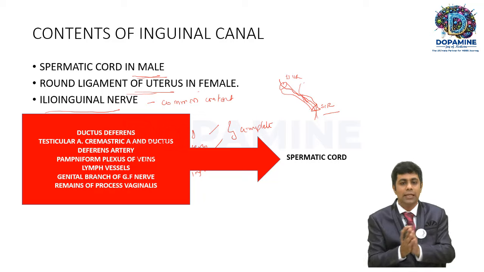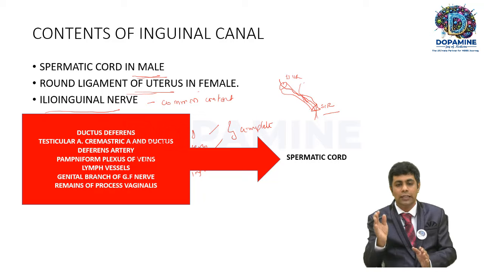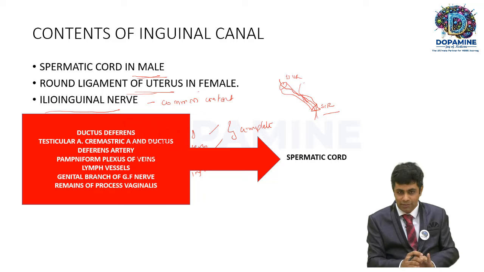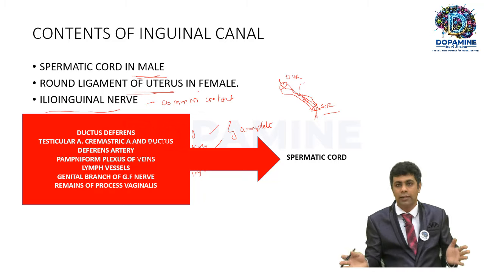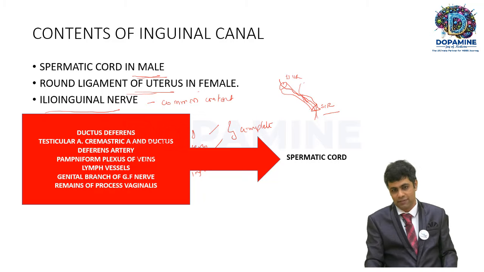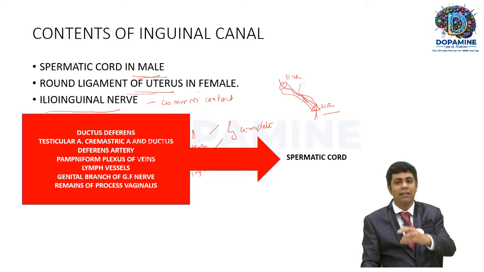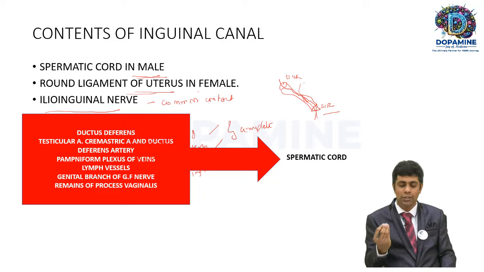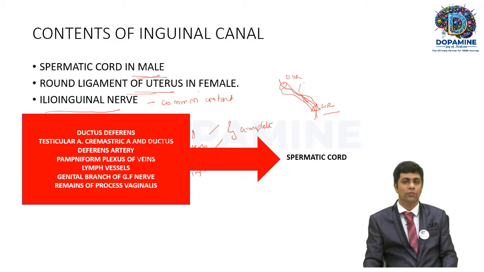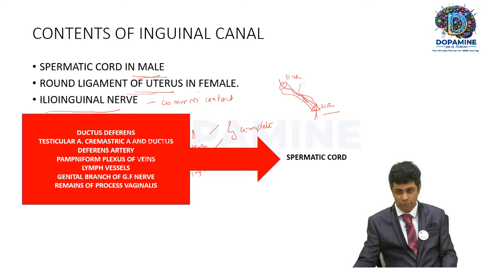So once again I repeat the content. The first content, the chief content, will be the vas deferens or the ductus deferens. 3 arteries: artery to testis, artery to cremaster muscle, and artery to vas deferens. So testicular artery, cremasteric artery, and artery to ductus deferens. And we have a plexus of veins coming out called the pampiniform plexus of veins. We have a plexus which forms from 16 to 8 to 4 to 2, and it becomes one vein. Clear? And then lymph vessels exit out, genital branch of genitofemoral nerve, and remains of processus vaginalis. So these are the content of spermatic cord.